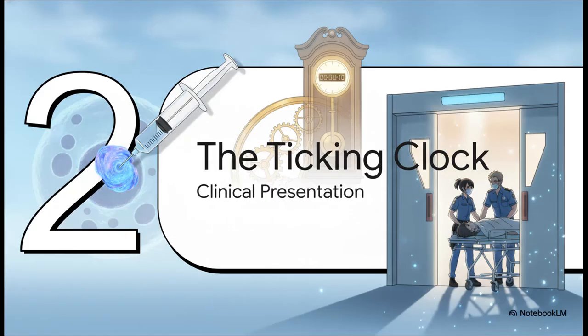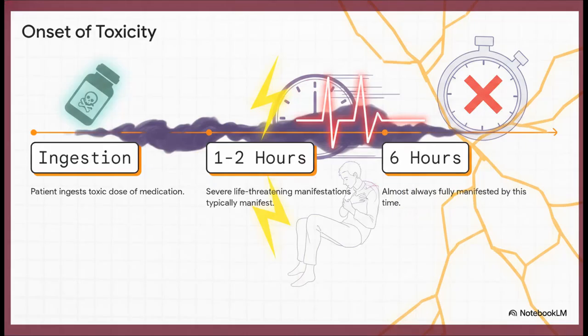Section 2. The ticking clock. The chemical payload has been delivered. Now we shift our focus to those emergency room doors as the patient rolls in. The timeline for cyclic antidepressant toxicity is just brutally fast. The onset of severe, life-threatening manifestations typically hits within just 1 to 2 hours of ingestion. If an overdose is going to show its face, it's almost always going to fully manifest within 6 hours. This is exactly why that initial period in the ER is so intensely critical. You literally do not have time to wait and see.